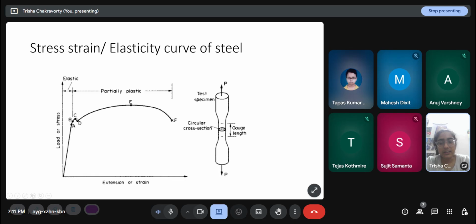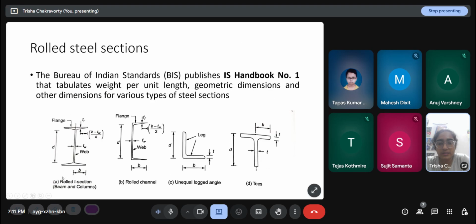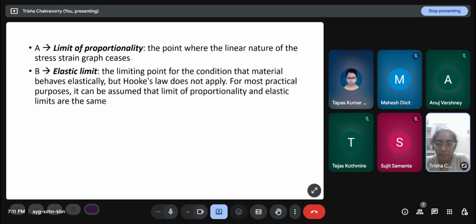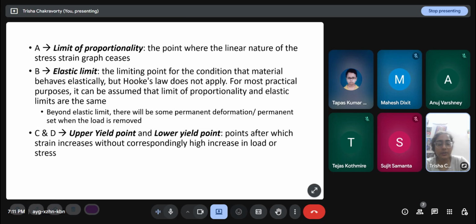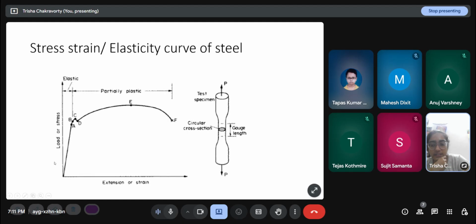So B to C or D, C and D are really very close by. It's of course a nonlinear region, and also if we have crossed B, even if we remove the load entirely, the curve won't retrace this path, and there will be some permanent deformation or permanent set when the load is removed beyond B. Then C and D are the upper yield point and lower yield point, the points after which the strain will increase without a correspondingly large increase in stress. So you can see that the slope has fallen very sharply.